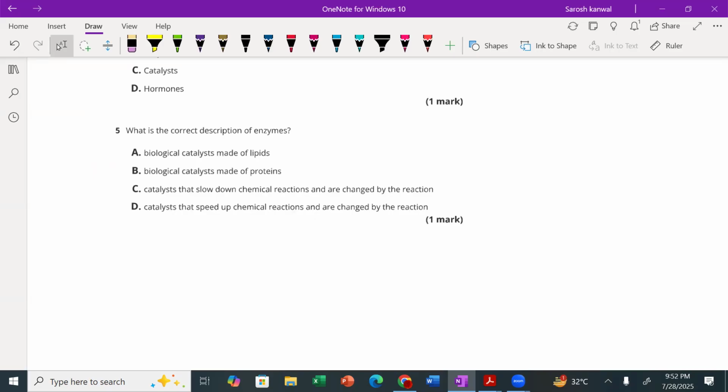Again, that is for Mepsam. Mepsam said that the correct answer is B, that is biological catalyst. Okay, yes, Mepsam, you're also correct.